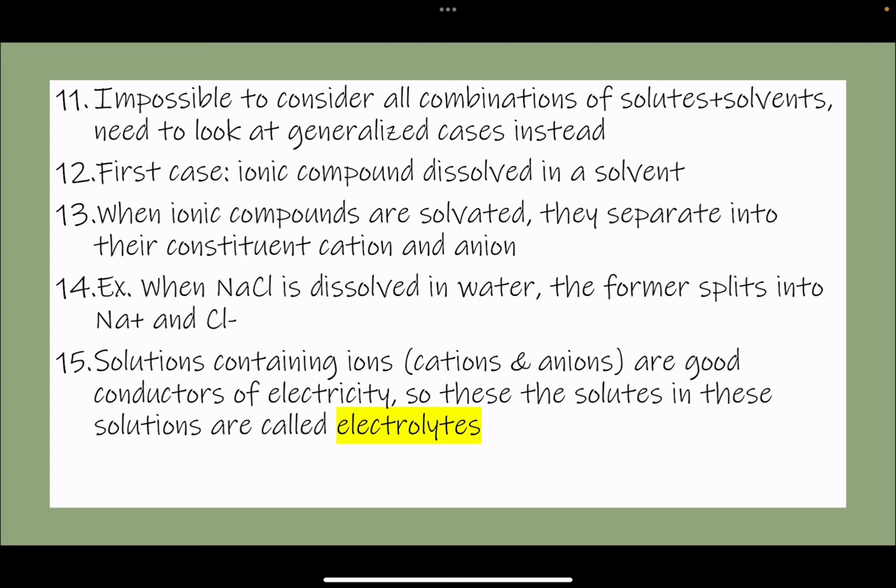The same thing would happen if they were standing on a big block of metal, since metals also allow electricity to pass through. But if the person were standing on a block of wood, they would not be electrocuted, since wood is not a good conductor of electricity. Since ionic solutions are good conductors of electricity, the solutes involved in these solutions are called electrolytes.